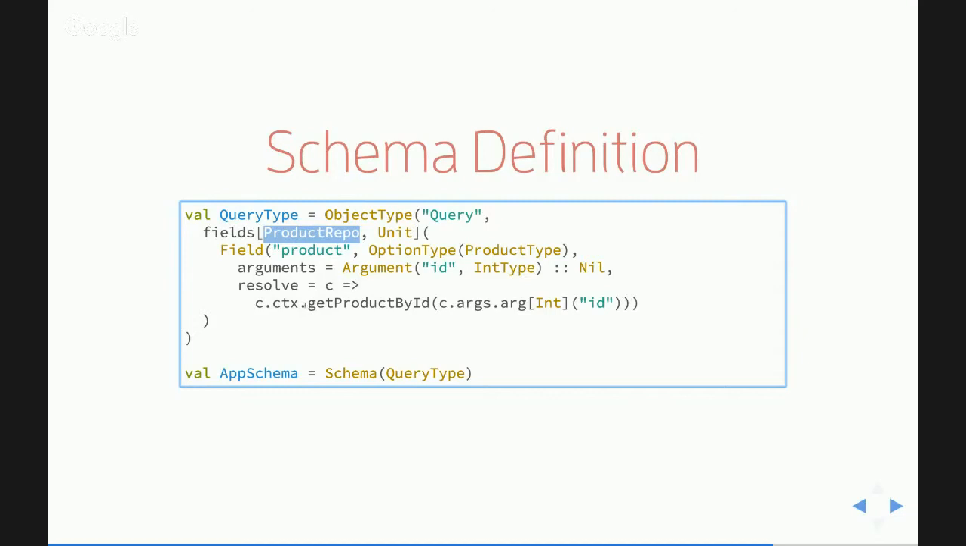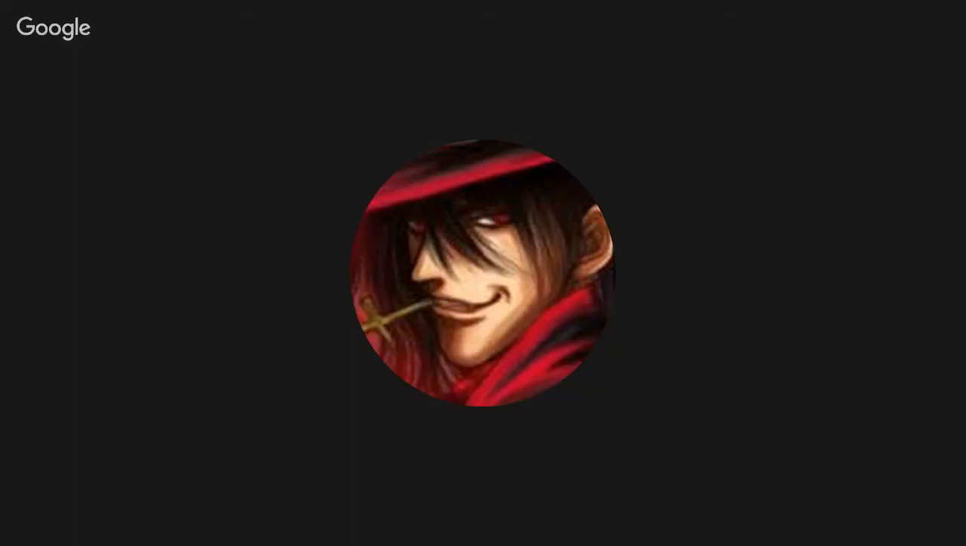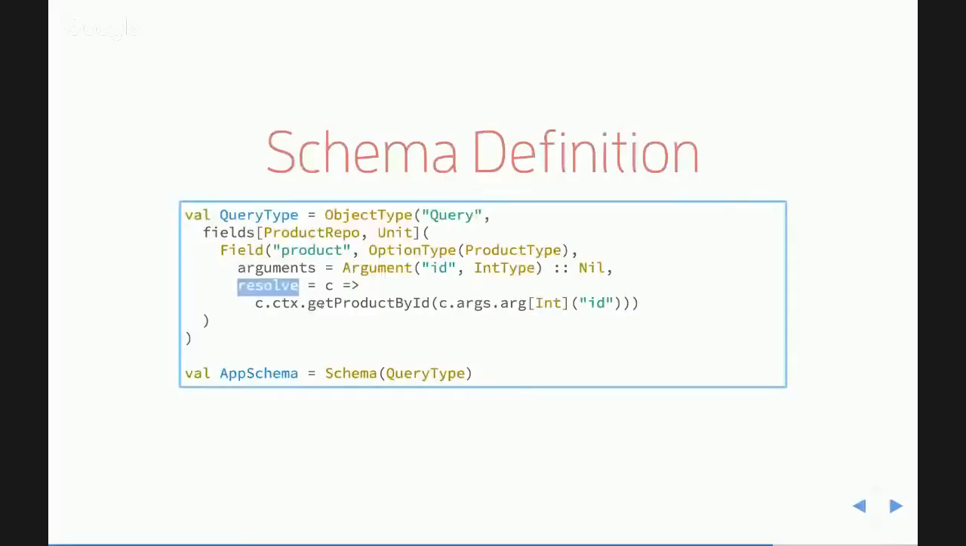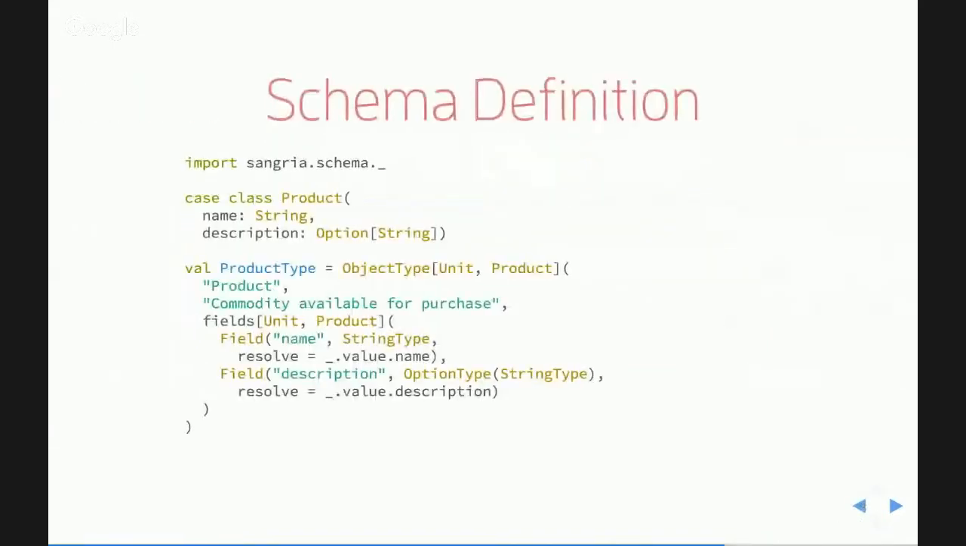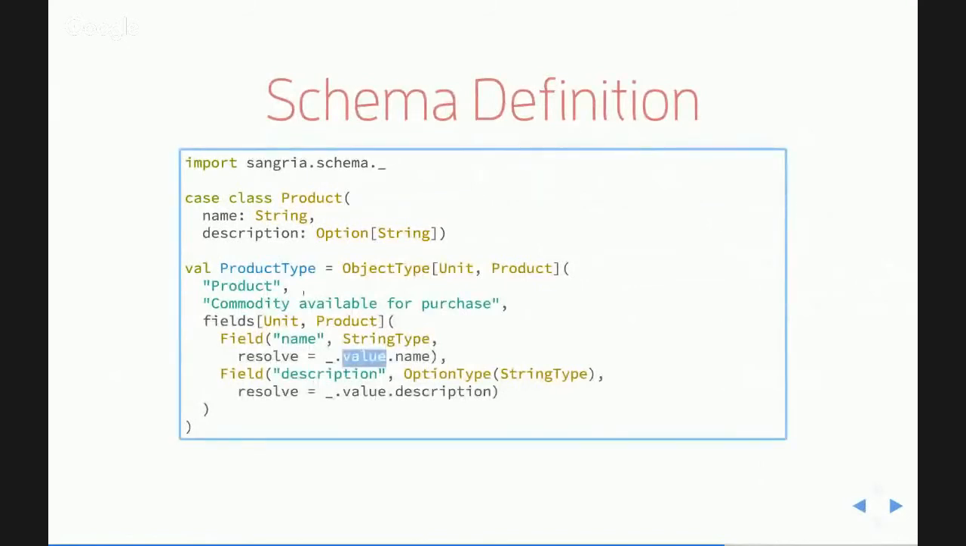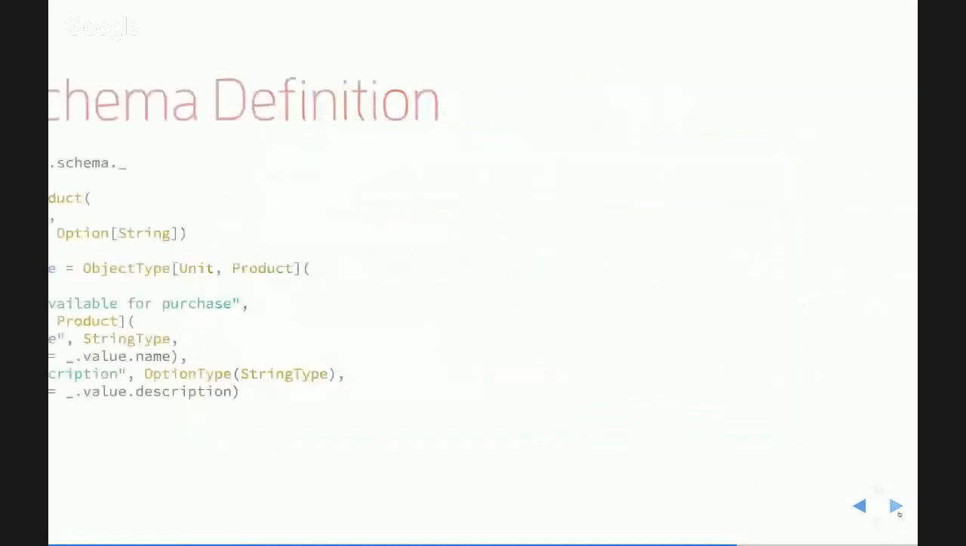And then in the resolve function, you can actually go to the database and ask it for a product of a particular type. And the result of this function would be given back to the product type, as you can see here. So this is what would be given as a value to this particular type. So this is where they connect together.